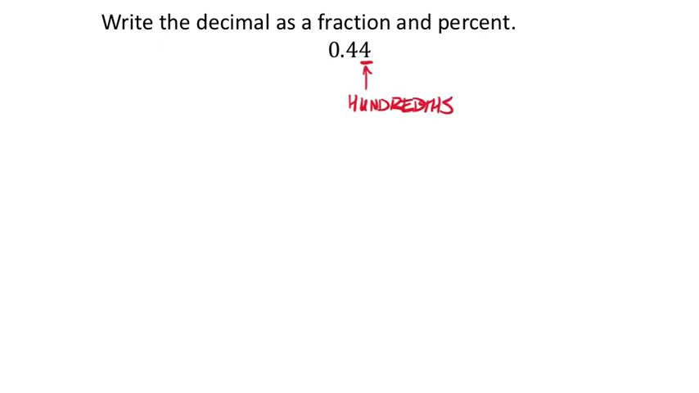Hundredths place value, which means that when we write this as a fraction, the denominator will be hundredths. And then how many are there? Well, that's 44. That's it.